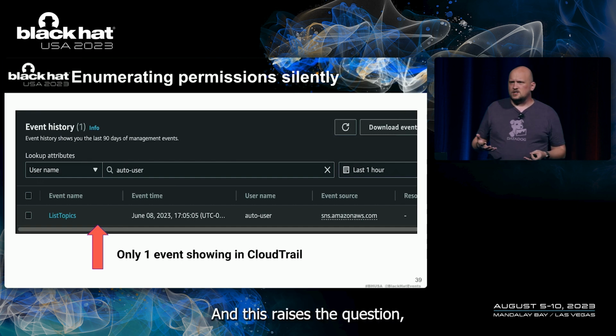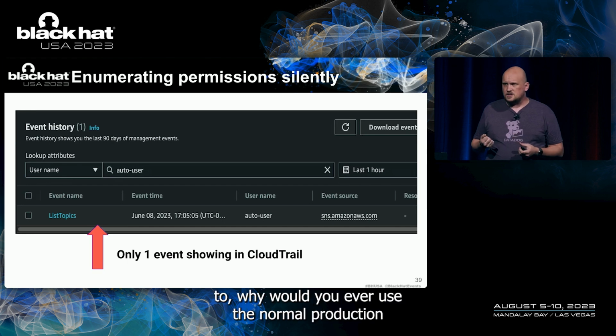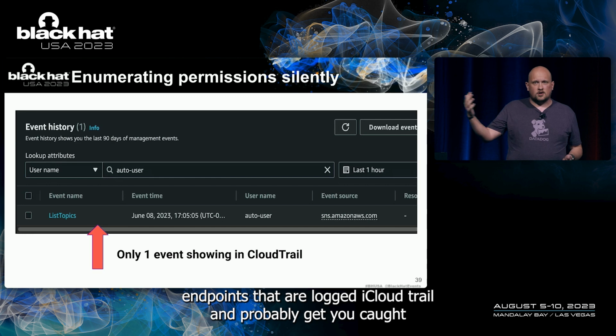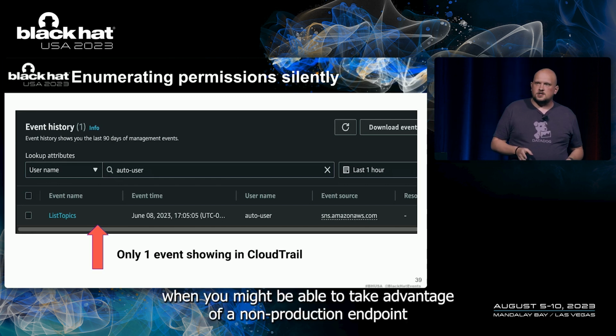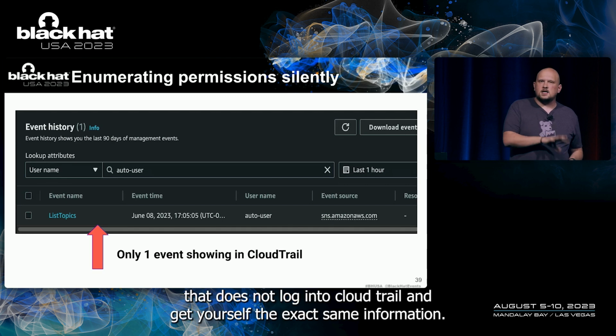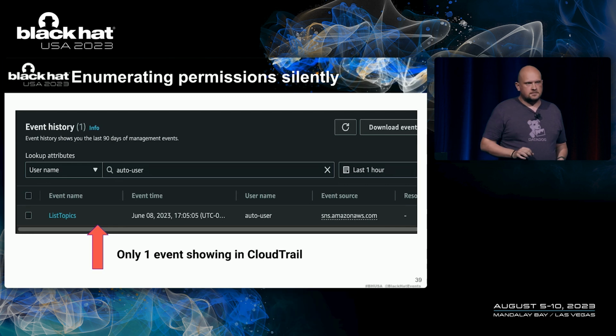And this raises the question, if you're an adversary who's just stolen IAM credentials and you're trying to figure out what you have access to, why would you ever use the normal production endpoints that'll log to CloudTrail and probably get you caught when you might be able to take advantage of a non-production endpoint that does not log to CloudTrail and get yourself the exact same information?